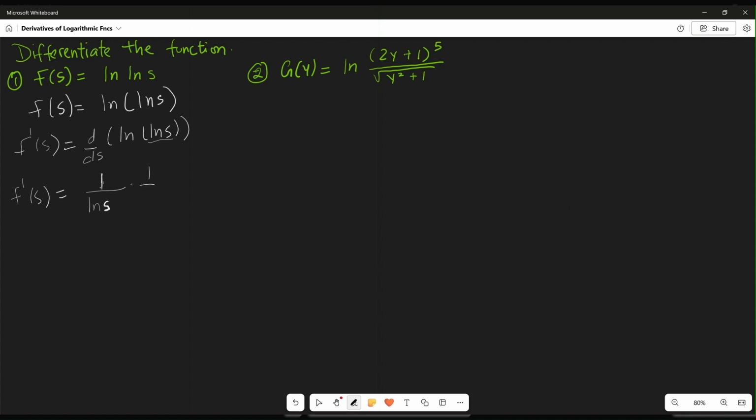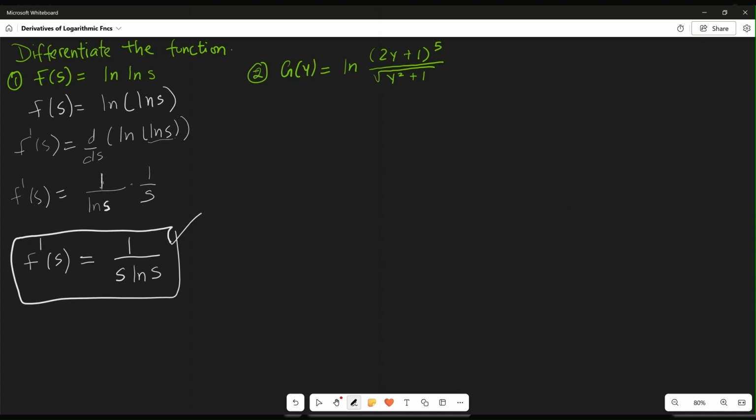So the derivative of this function is simply equal to 1 over s times natural log s. Okay, that was easy. Let's look at number 2 now.